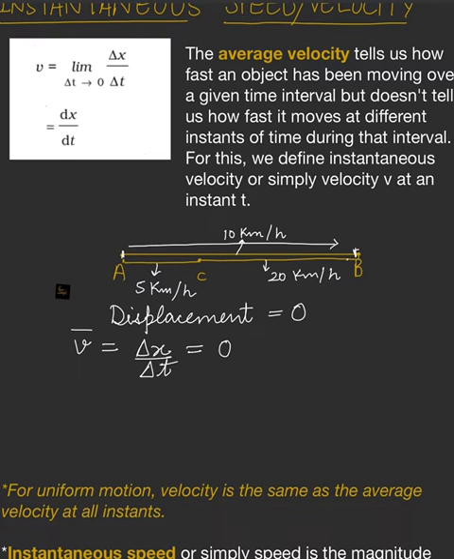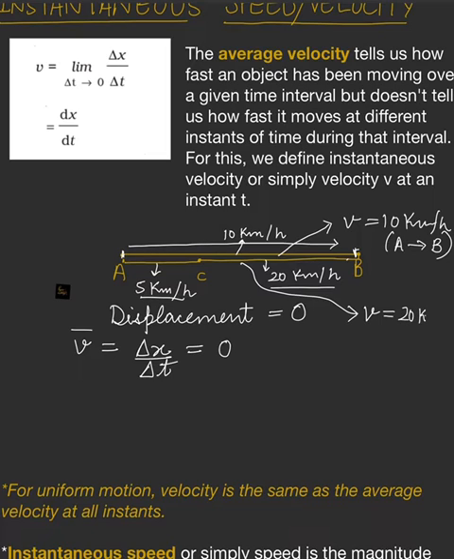Then for B to C it's 20 km per hour. Then C to A is 5 km per hour. So whenever we measure at an instant, suppose here, the velocity comes out to be 10 km per hour. In which direction? You have to mention the direction, A to B. Similarly, whenever we take some point from B to C, the instantaneous velocity comes out to be 20 km per hour, but the direction is B to C.